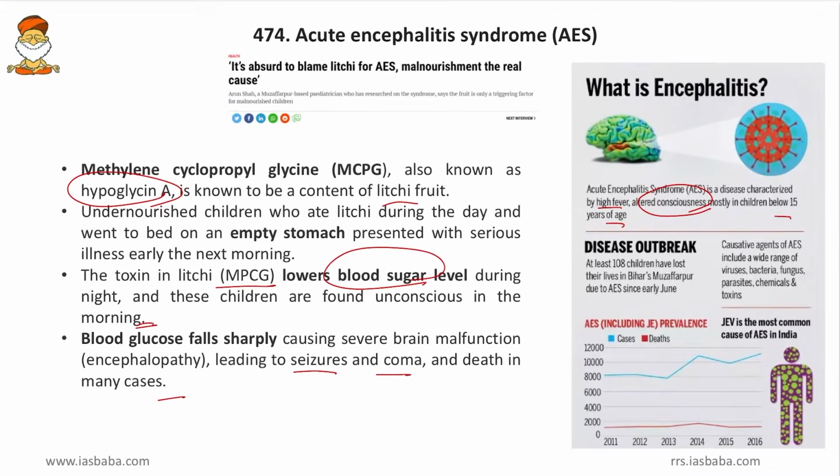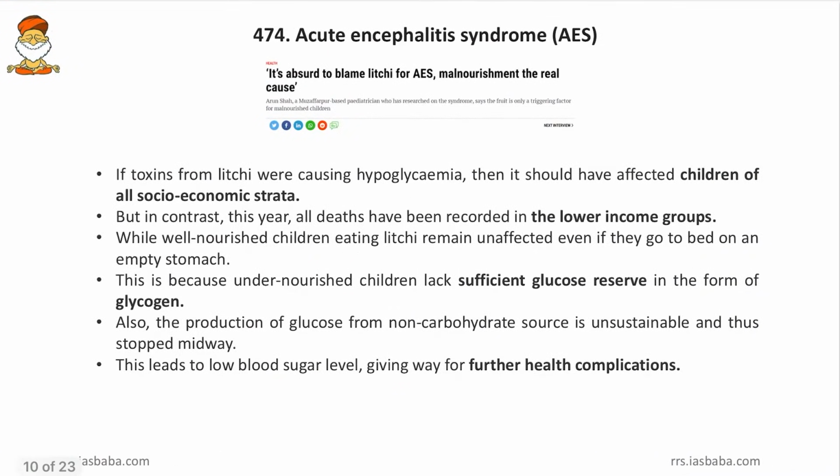Then come to more facts regarding the acute encephalitis. If toxins from lychee were causing hypoglycemia, or the lack of glucose to the brain, then it should have affected children of all socio-economic strata. But in contrast, this year all deaths have been recorded in the lower income groups. So only those poor children were affected with this encephalitis, while well-nourished children eating lychee remain unaffected even if they go to bed on an empty stomach. So even if they go to bed on an empty stomach, these rich children didn't experience encephalitis.